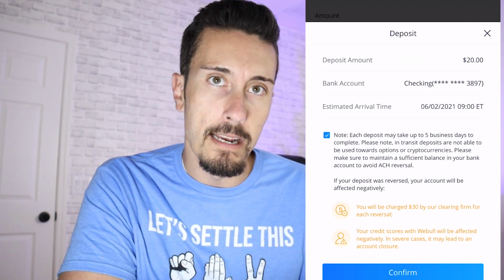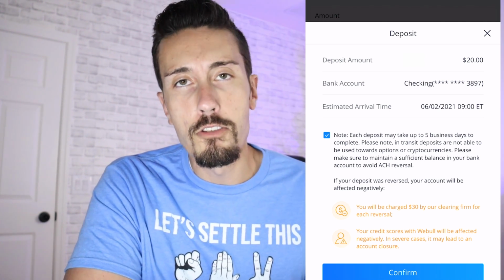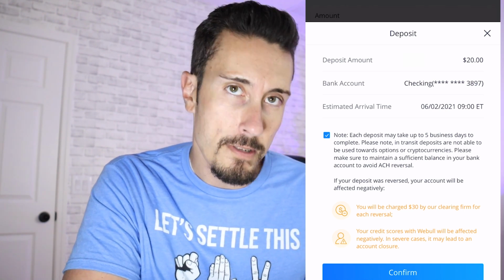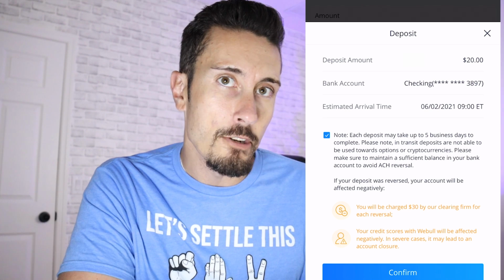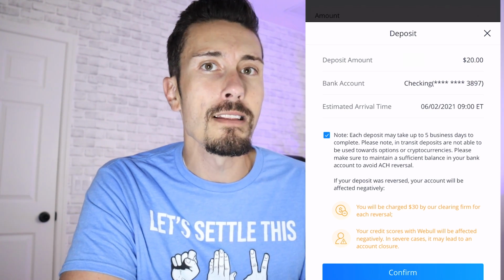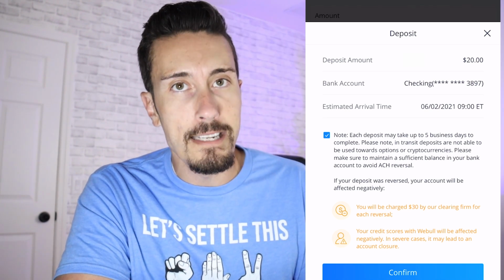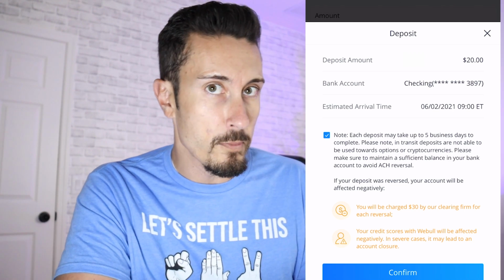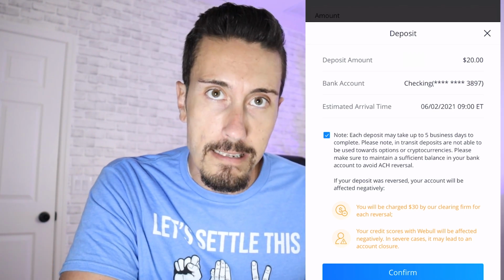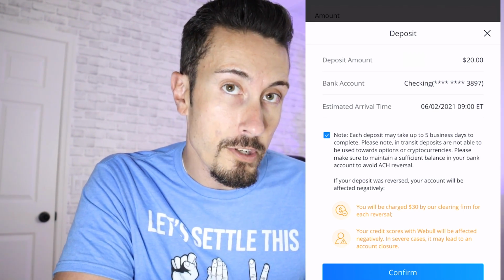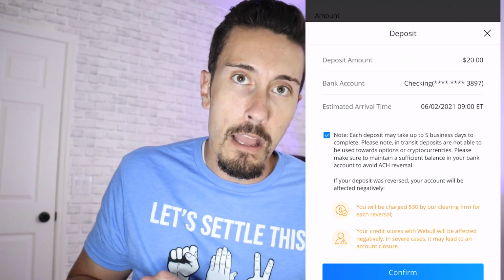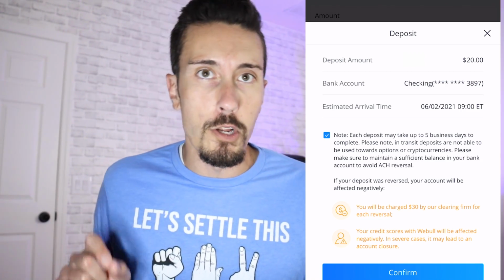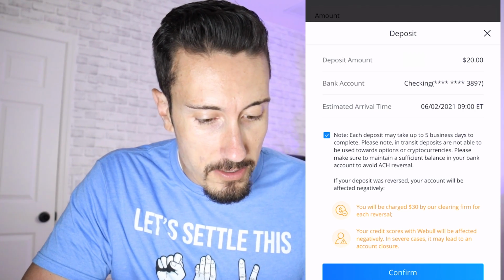Now, what they're basically saying is it does take about 5 business days to transfer from your checking account or your savings account or whatever you linked up into Webull. It also says that you cannot immediately trade with options or cryptocurrencies due to the high volatility of that market until your funds are officially over in your Webull account. However, in some cases, they give you instant buying power. So you can actually take, for my example, $20 and trade it right away today before the funds officially arrive in your Webull account. So what we'll see here is we're going to click on that.